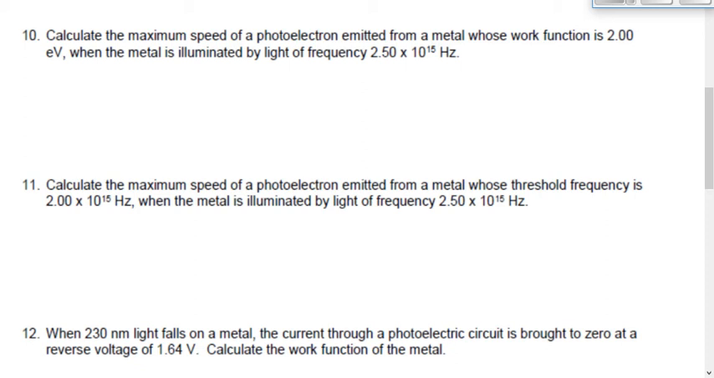Let's write down some givens here. We have a work function of 2.00 eV. We have a frequency of EMR of 2.50 times 10 to the 15. This is not the threshold frequency. This is not f0, the frequency at which electrons begin to be ejected. We're just saying, this is the light we have. Maybe it's just a little bit above the threshold, maybe it's way above. I don't know. It's the frequency, not f0. We want to find v max.